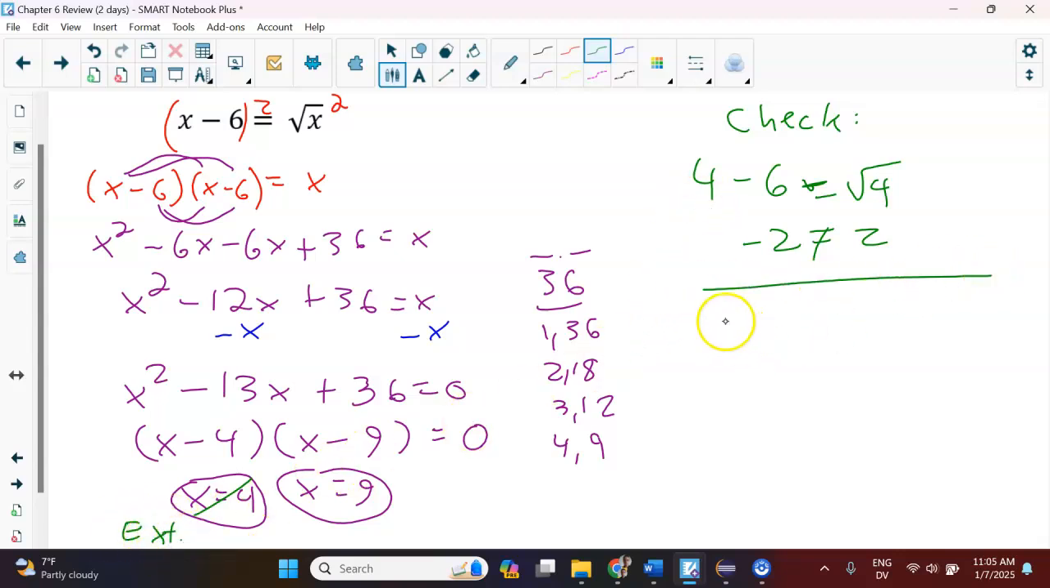Okay, and then check the 9 one. So 9 minus 6, I'm just plugging it in up here. Does 9 minus 6 equal the square root of 9? So does 3 equal 3? Yep, that works out. So this one's good. All right, so this one actually has only one real answer of 9, and 4 would be considered an extraneous solution.